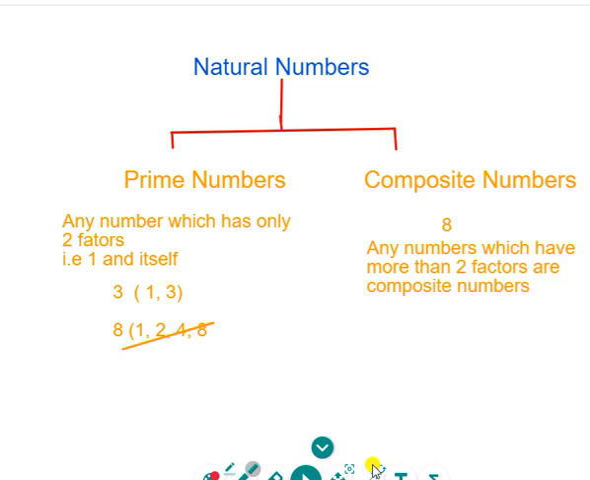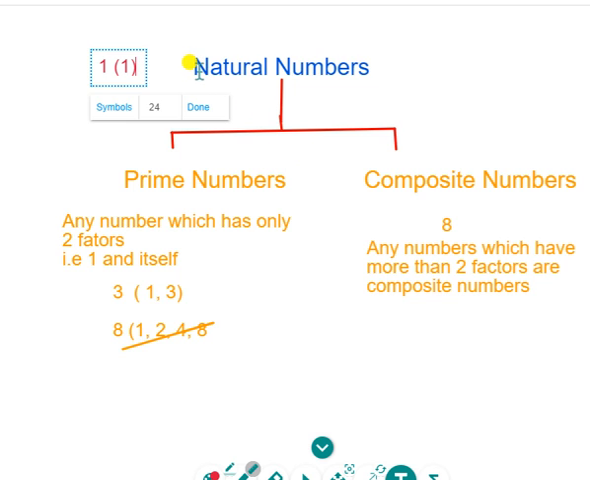Let's talk about number 1 now. Yes, is number 1 a prime number? Does it have two factors? Number 1 only comes in the table of 1. So it has only one factor. It is not a prime number. Okay, is it a composite number? Does it have more than two factors? No, it does not have more than two factors. So number one is neither a prime number nor a composite number.